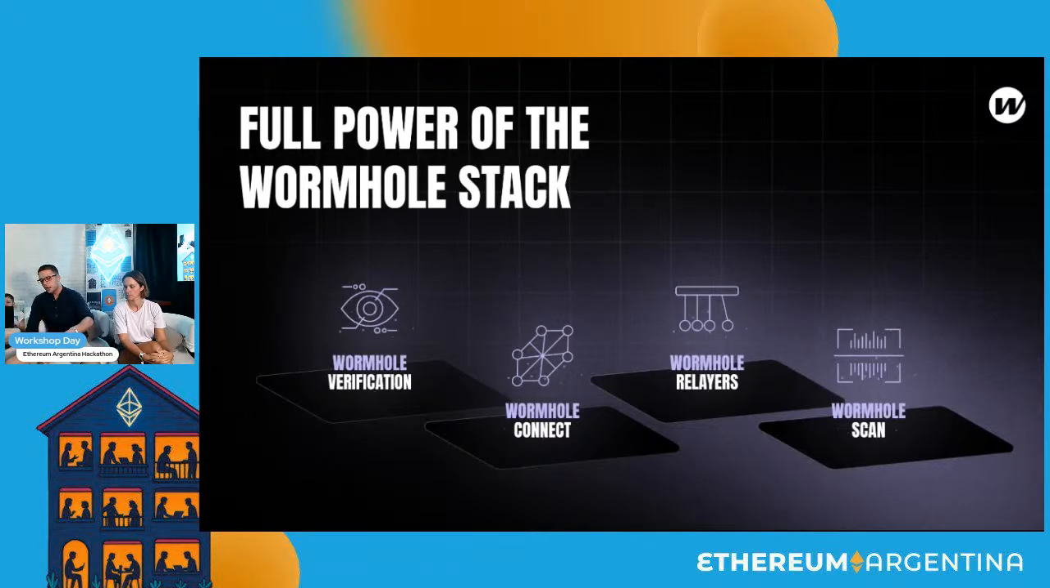And relayers are kind of the next step. So let's say you use Connect to send a message, Wormhole verification is used under the hood to verify that, let's say, a token is burned on one chain. Then a relayer picks up that message and sees, okay, cool, we have a message that token was burned on one chain. So now I can take that and relay the message to a destination chain and take the next action based on the fact that the token is burned. So let's say then I will mint the token on the other chain for a transfer. And Wormhole Scan is just an explorer, which makes it easy for you to see, hey, what did I do just now?